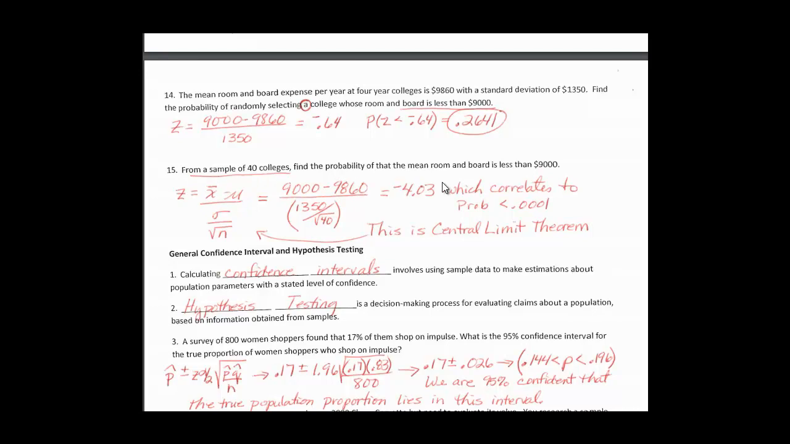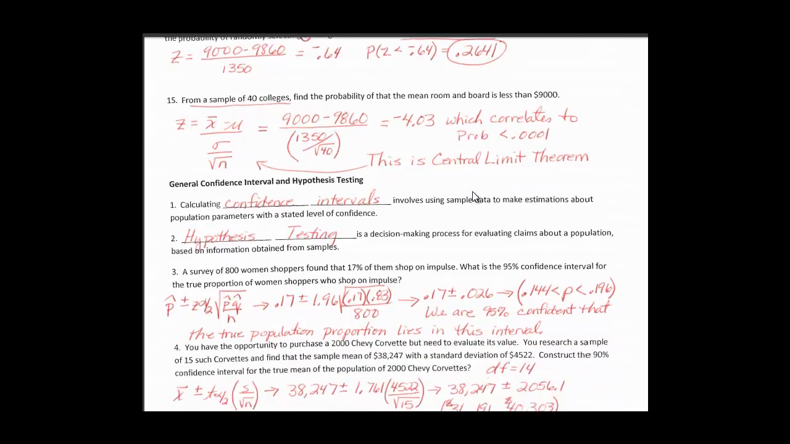In number 15, you were working with the central limit theorem because we're dealing with a sample of 40 colleges and plugging in the information. We have to make an adjustment to our standard deviation. So that's the adjustment that we make, and then we need to interpret that. Okay, so that brings us up through chapter 6.